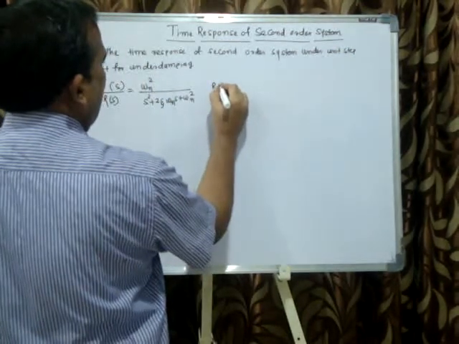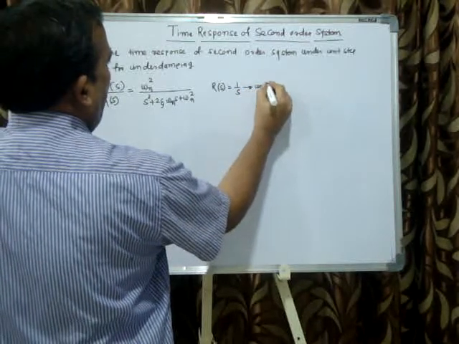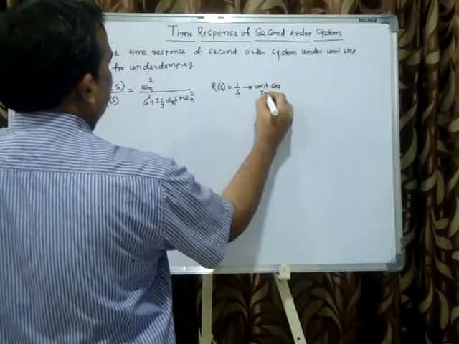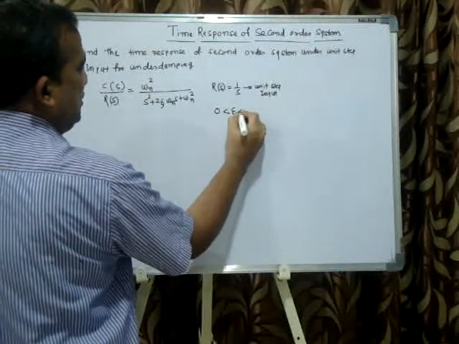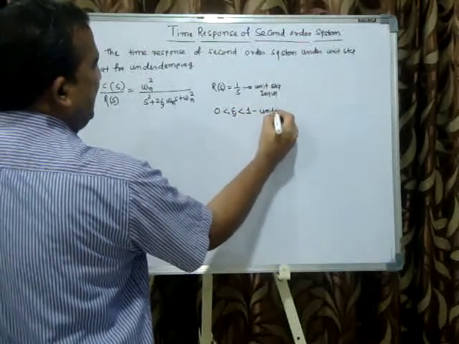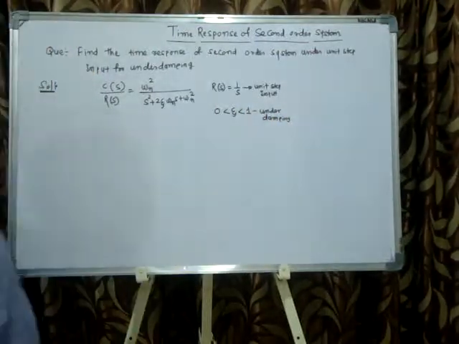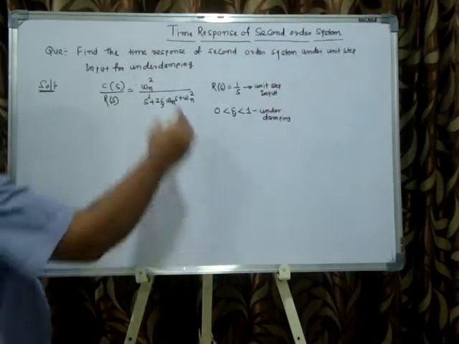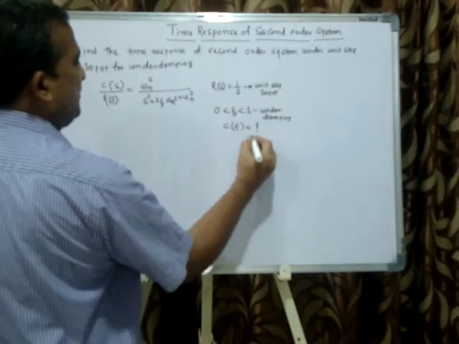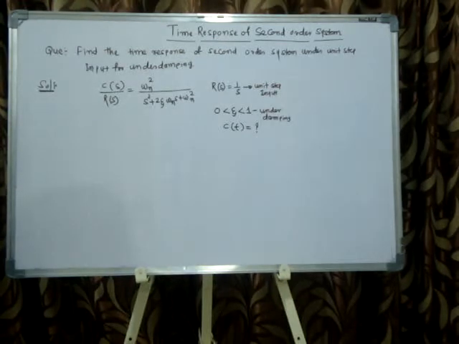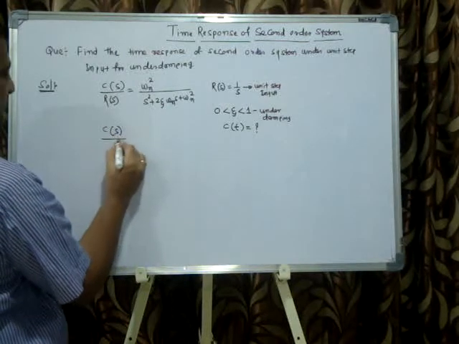Unit step input means R of s equal to what? 1 by s. This is called unit step input. Correct. Then underdamping means what? When the zeta is greater than 0 and less than 1, it is called underdamping. So I have to consider unit step, I have to consider underdamping. For a second order system, what am I supposed to find? I am supposed to find C of t, time response of second order system. Now I will substitute this R of s equal to 1 by s in the above transfer function.